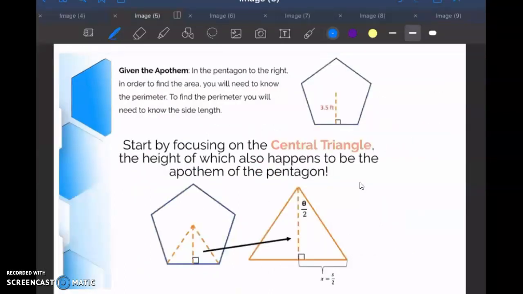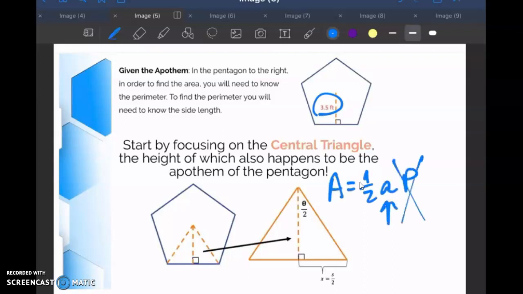Now we have a pentagon. They gave us the apothem, but do we have the perimeter? No, we don't know how long a side is. So in our equation, area equals 1/2 times A times P, we have the A, and we don't have the P. We need to find it so that we can find our area. The easiest way to find perimeter is to find the side length and then multiply it times 5, right? We need to find out how long a side is.